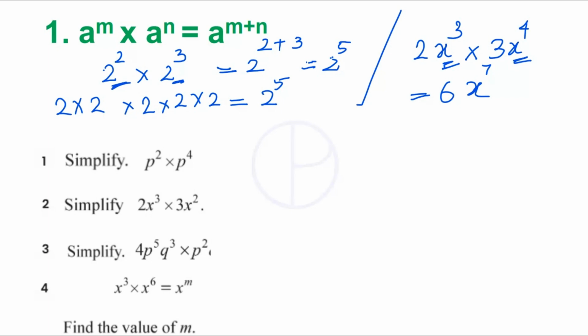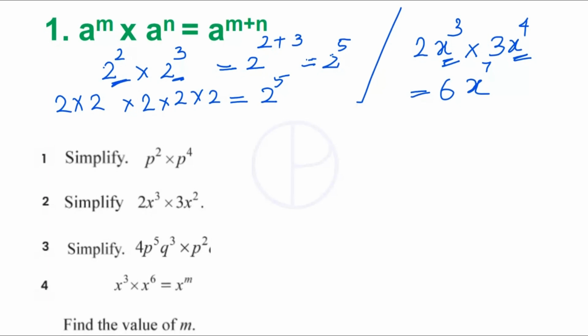Okay. Let's do these examples. Simplify p square multiplied by p power 4. The bases are same. So add the powers. 2 plus 4 gives p power 6. And here 2x cube multiplied by 3x square. First multiply the numbers. 2 multiplied by 3 is 6 and x power is 3 plus 2, which is 5.